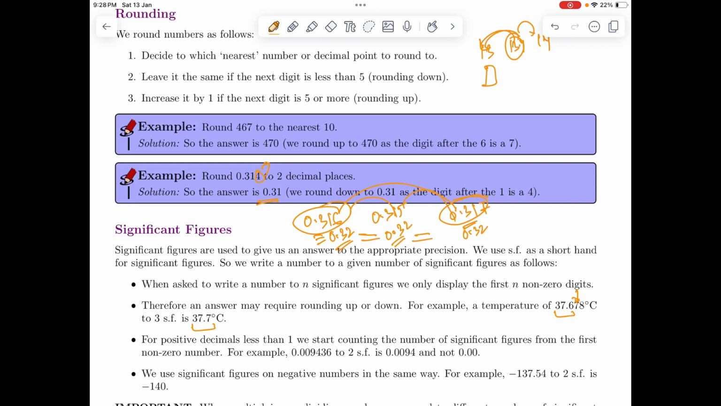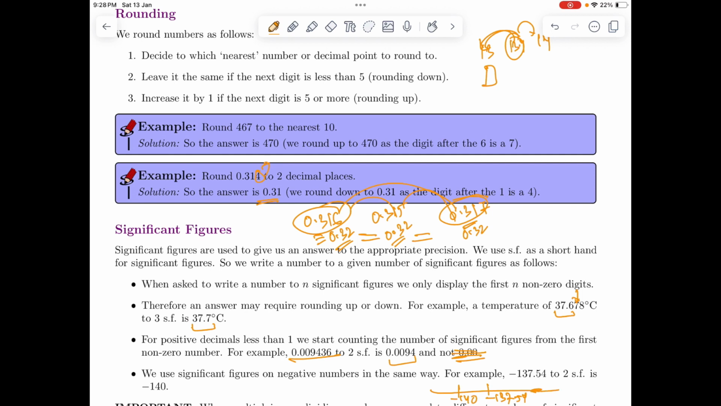Now, for a positive decimal less than 1, we start counting the significant figures from the first non-zero digit. For example, 0.009436 becomes 0.0094. It's not 0.00. Can you reason why? Give it a try. We should use significant figures for negative numbers in the same way. For example, minus 137.54 is minus 140.